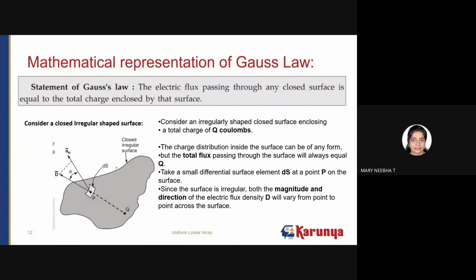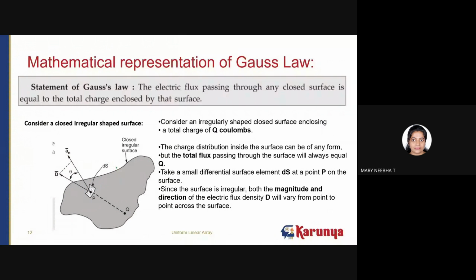So D cos theta into ds. Now just use the dot product concept, A dot B: magnitude of A into magnitude of B into cos theta. When we take the dot product of two vectors, we will get it like this. So we just apply this here: magnitude of D dot ds. This is nothing but D dot ds.